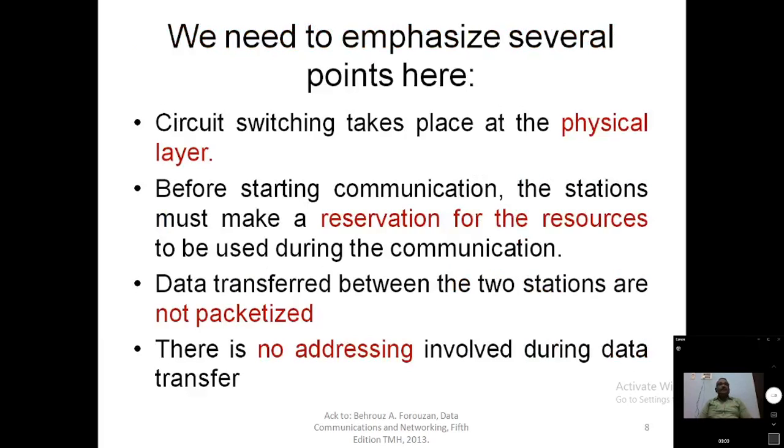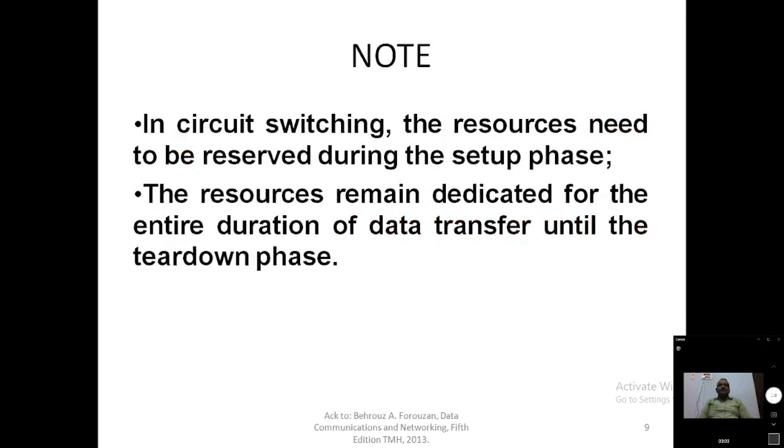We need to emphasize several points related to circuit switching. Generally, circuit switching takes place at the physical layer. Before starting the communication, the station must make a reservation for the resources to be used during the communication. The data transferred between the two stations is not packetized, so there is no addressing involved during the data transfer. One important note is that in circuit switching, the resources need to be reserved during the setup phase.